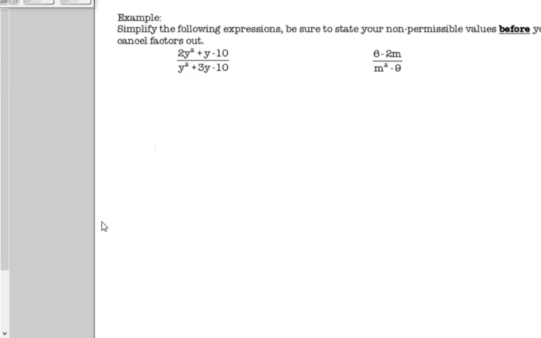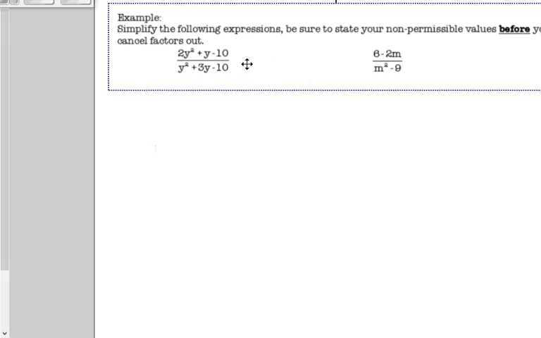So let's look at our first couple of examples. Again, we're going to simplify the following expressions. Be sure to state our non-permissible values before we cancel factors. For this first question, both the numerator and the denominator have to be factored. So I've broken it down into factoring the numerator first and then the denominator. Let's focus on the numerator.